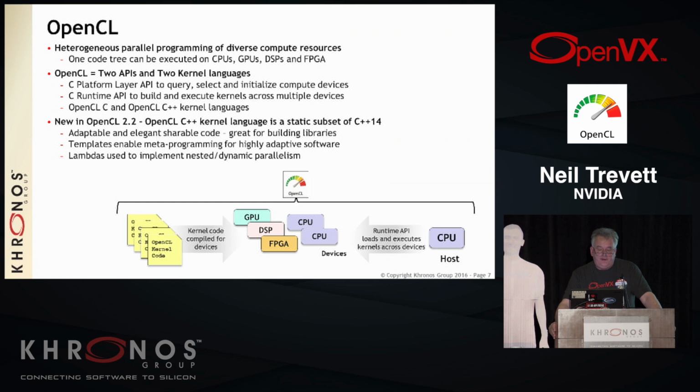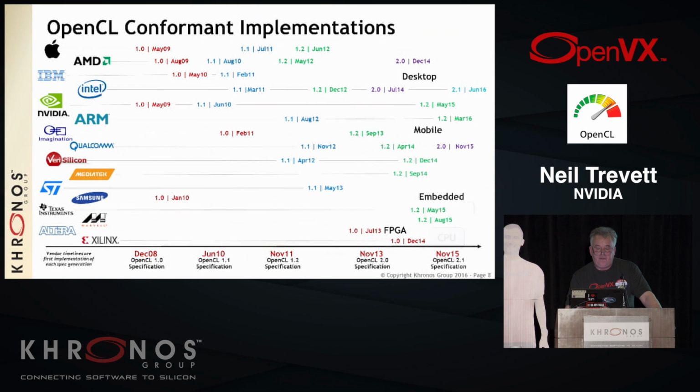OpenCL 2.2 is the version in which we introduced the OpenCL C++ kernel language. It's a subset of C++14. And what we're finding is, as well as enabling more elegant code and code that's more easily callable from libraries, it's actually enabling more performant and portable code, because with templates you can do metaprogramming, so the program can adapt as it finds itself on different architectures. So it's interesting that C++ is not just nicer to use, it's actually more efficient in terms of runtime.